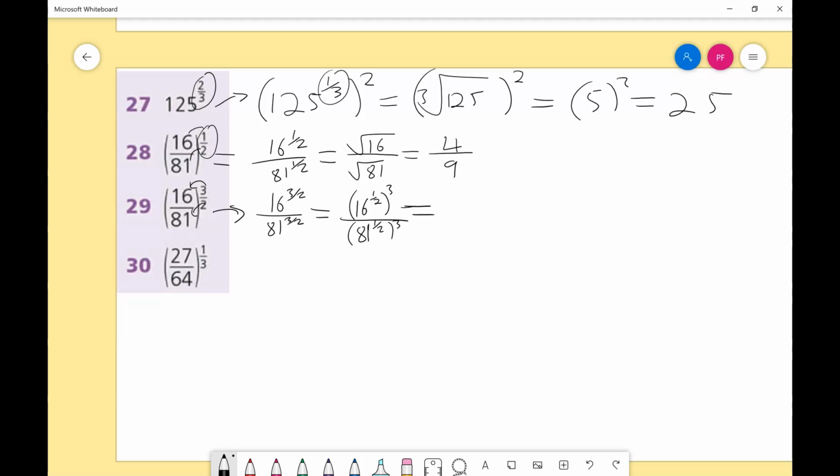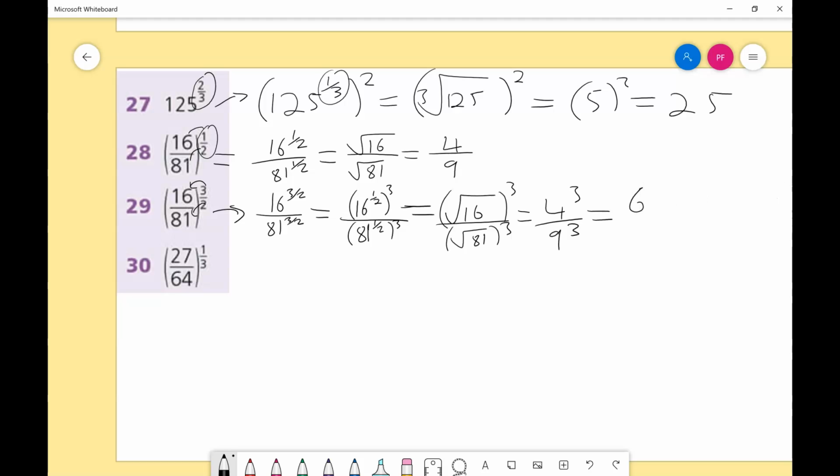The power of a half means square root, so square root of 16 to the power of 3 over square root of 81 to the power of 3. Square root of 16 is 4, so 4 to the power of 3 over 9 to the power of 3. And 4 to the power of 3 is 64.